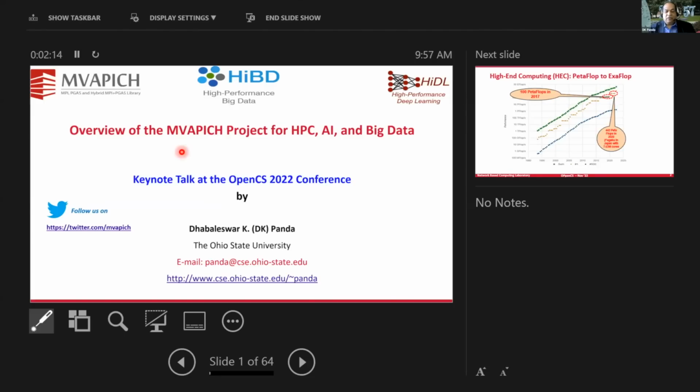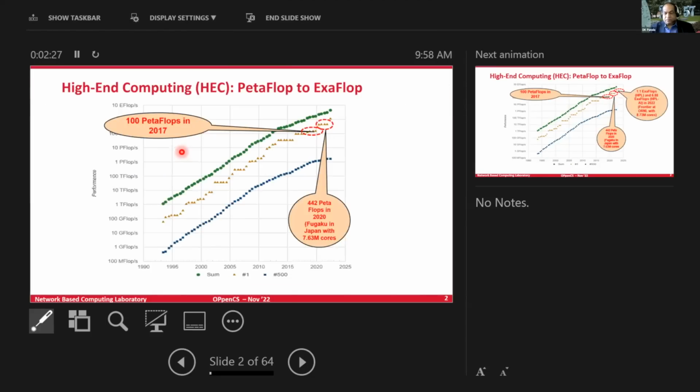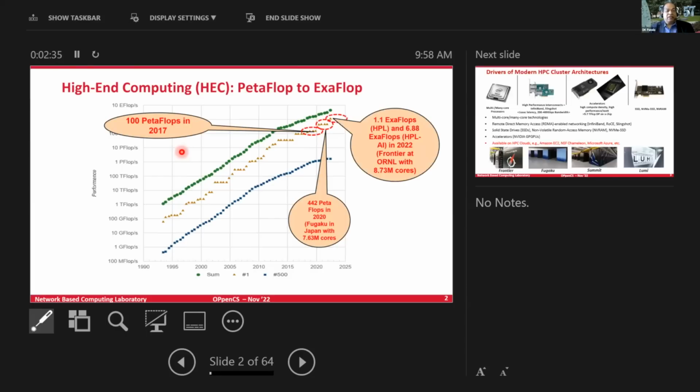And I'll try to explain some of the designs and also indicate that not only can it help HPC, but we are trying to build a converged software stack where you can also run your AI workload and also big data workload. Now, this year especially is very significant for HPC computing. As you know, we just had the exaflop systems announced with Frontier at the Oak Ridge National Lab.